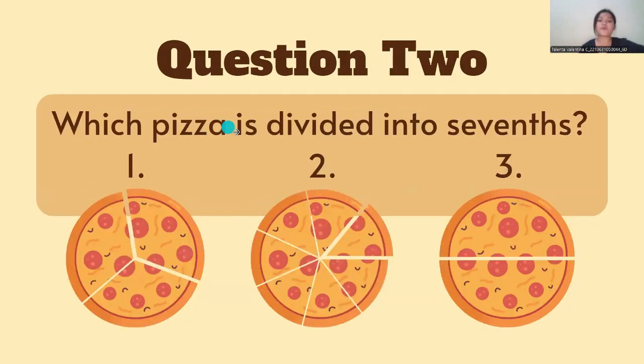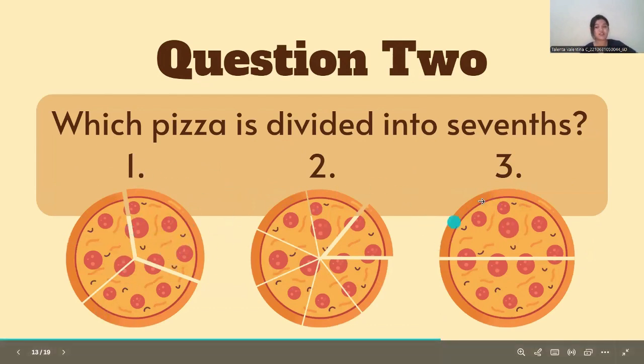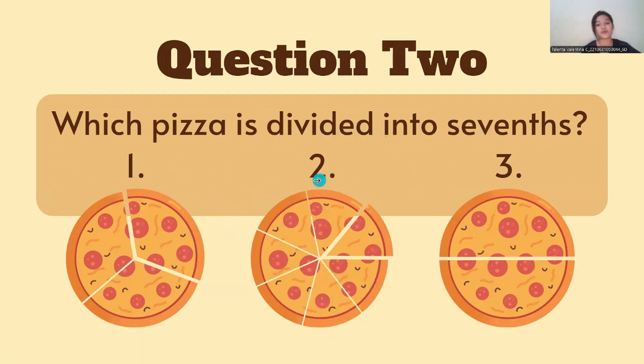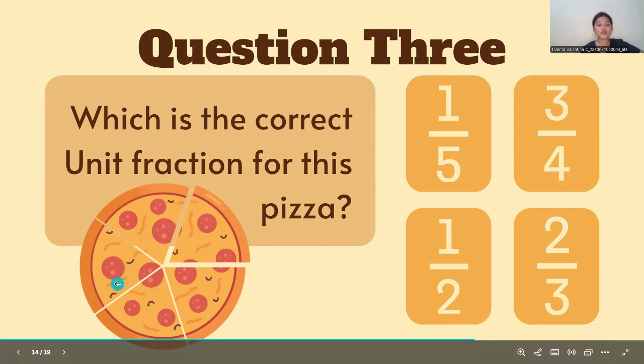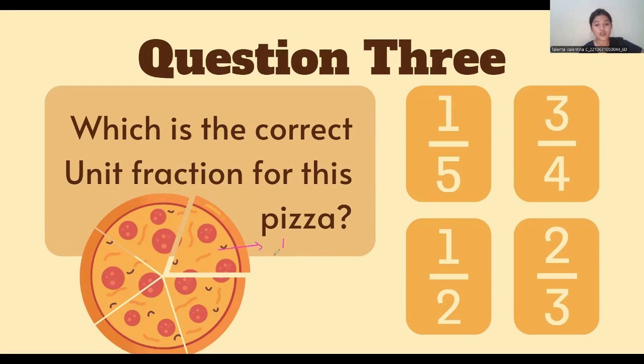Question number 2. Which pizza is divided into 7? We can count like in the previous question. The first has 3 parts, the third has 2 parts, and the second has 1, 2, 3, 4, 5, 6, 7 parts. So the pizza divided into 7 is number 2. Question number 3. Which is the correct unit fraction for this pizza? We can count: 1, 2, 3, 4, 5. It has 5 parts, so we call this part 1 over 5. The answer is 1 over 5.